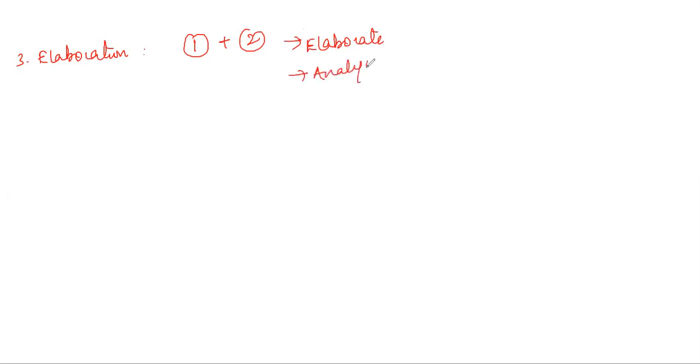Then the next phase that we've studied was elaboration. Now within elaboration, the third phase, all the information that was collected at inception and elicitation, you're going to elaborate all of this information. Within the elaboration phase, you're going to develop an analysis model. That is the end product of elaboration.